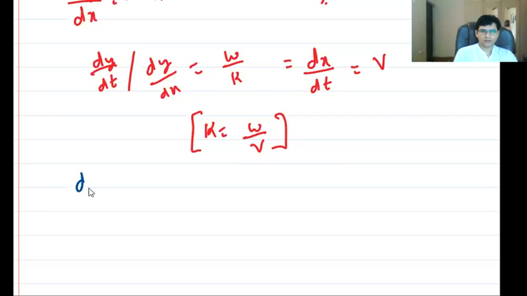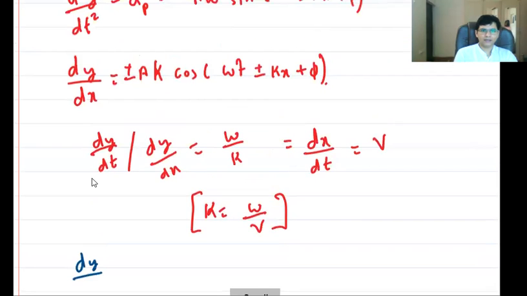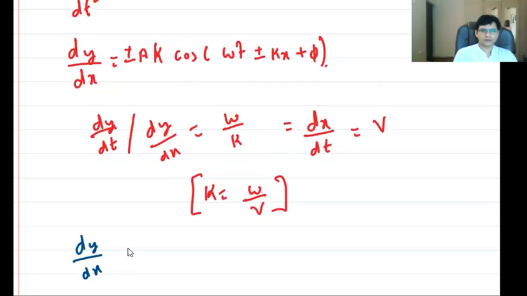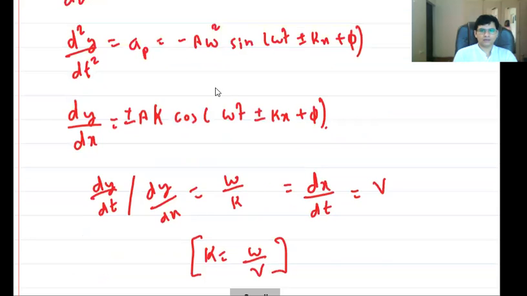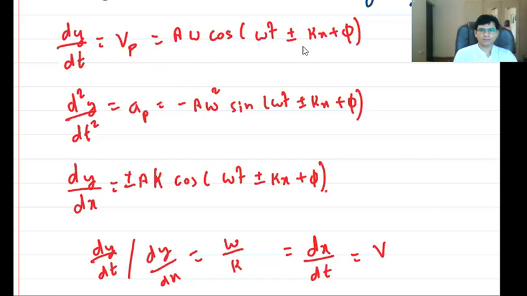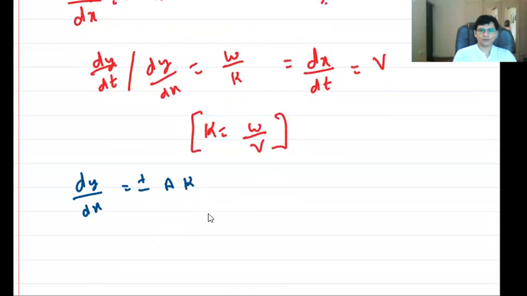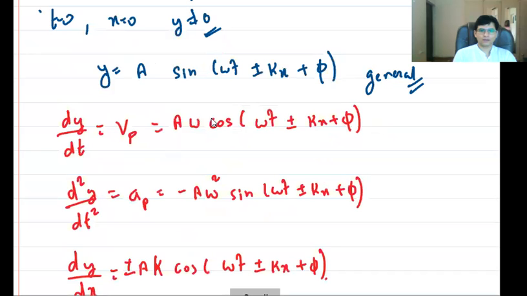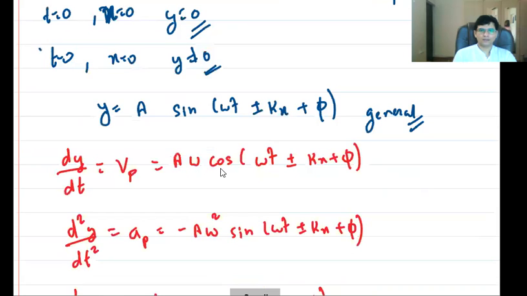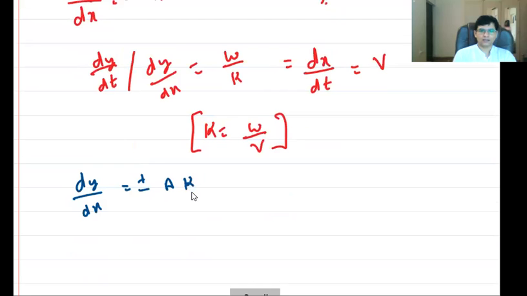So dy by dx is equal to plus minus a k. Now this whole thing, cos of omega t plus kx, is equal to what? Vp by aw, or dy by dt, है ना? So this is equal to what? Tell me. यहाँ से क्या लिखेंगे? dy by dt क्या लिखेंगे?